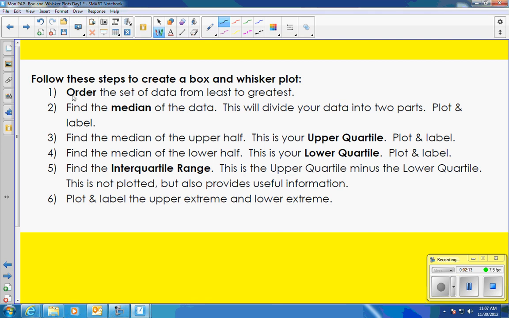So here's our process. First, we're going to order the set of data from least to greatest because we're going to be dealing with medians. We're going to find the median of the data. This will divide your data into two parts. We're going to plot and label. We're going to find the median of the upper half. That's our upper quartile. Find the median of our lower half. That's our lower quartile. We'll find the interquartile range. That's the upper quartile minus the lower quartile. It's not plotted, but we're going to find it anyhow. And then we're going to plot and label the upper extreme and lower extreme.